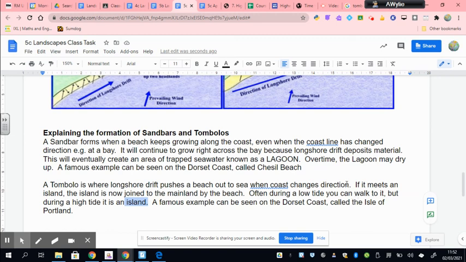That concludes our final two features in our landscapes. You're now ready to move on to how we use those landscapes, how human beings use those landscapes in a variety of different ways.